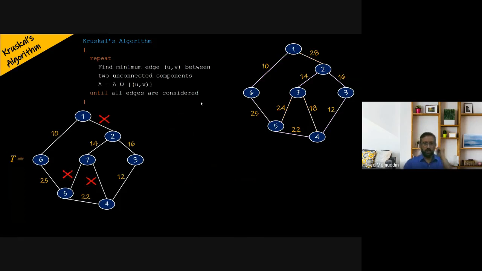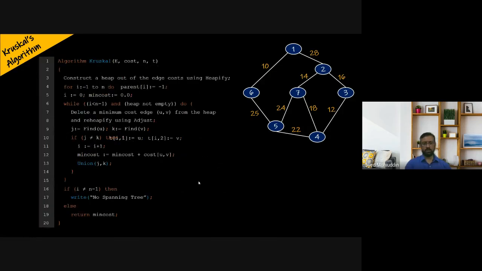The cost of this will be 99. Remember, the same is the cost when we formed the minimum spanning tree using Prim's algorithm. Now let us quickly look at the Kruskal algorithm.